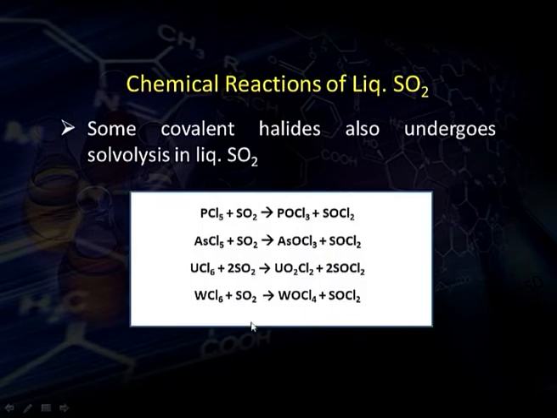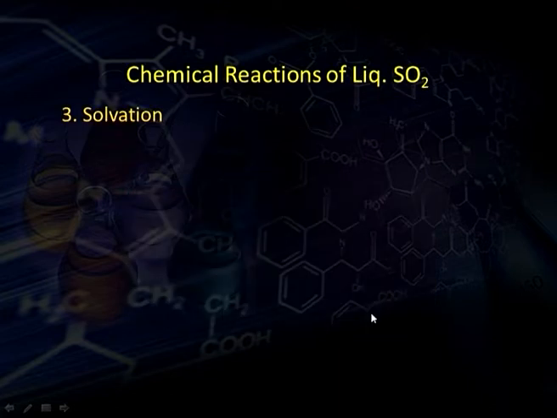Like we have some examples here, PCl5 plus SO2 gives POCl3 plus SOCl2. Arsenic pentachloride plus SO2 gives AsOCl3 plus SOCl2. Then we have uranium hexachloride plus SO2, it will give UO2Cl2 plus SOCl2. Then we have tungsten chloride, it will react with SO2 to give WOCl4 plus SOCl2.